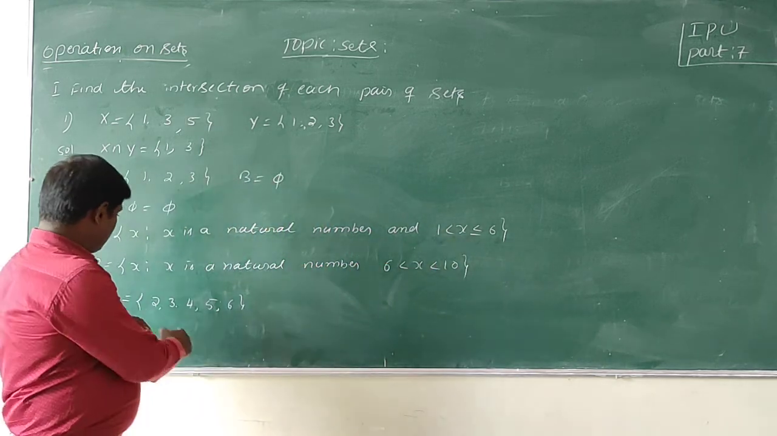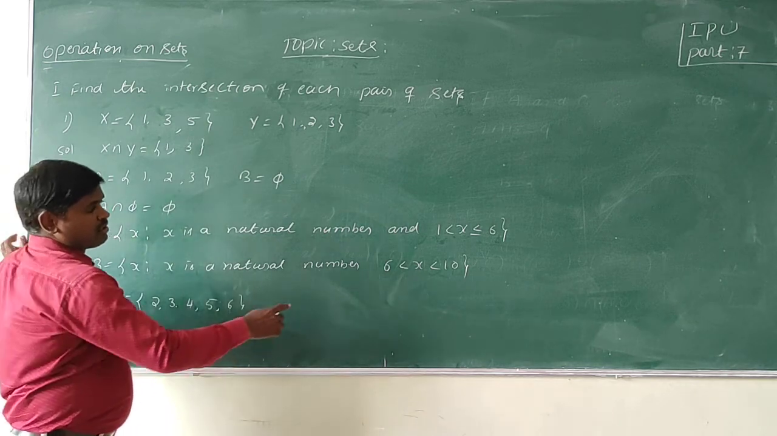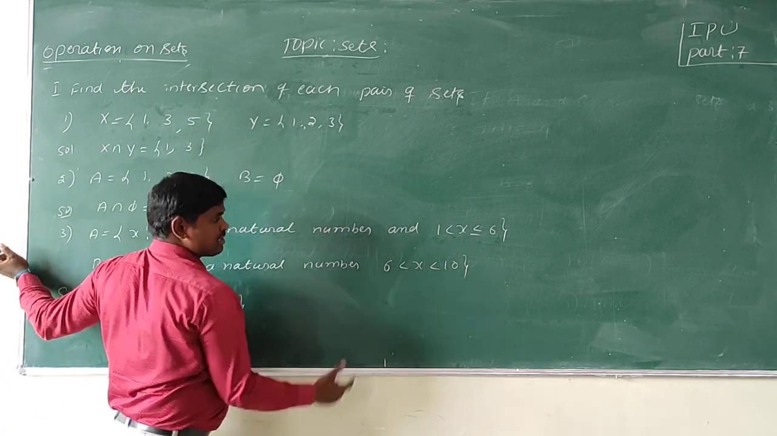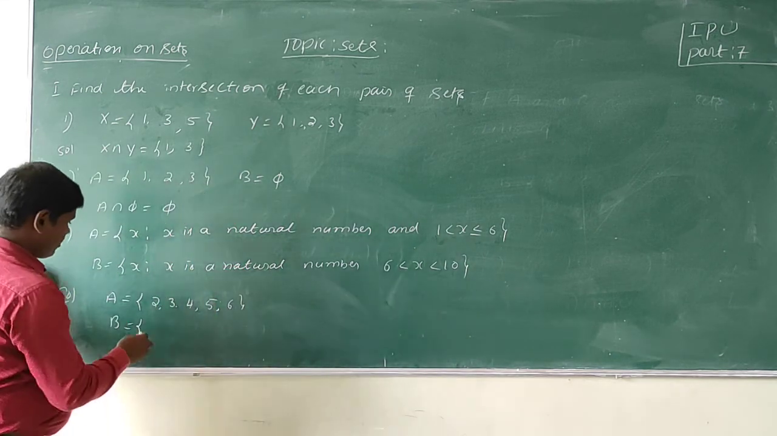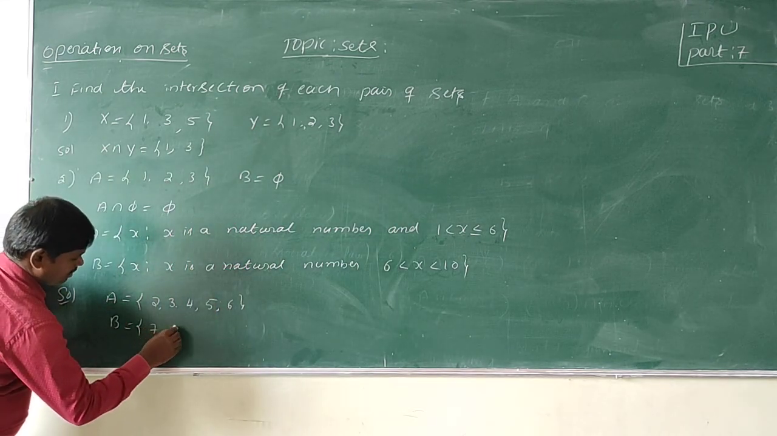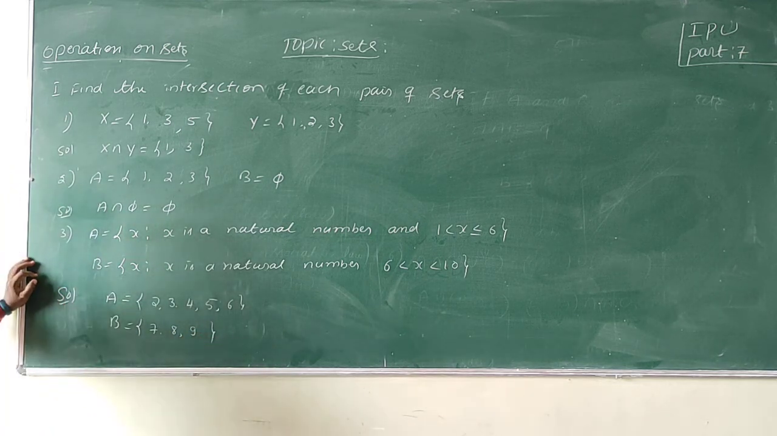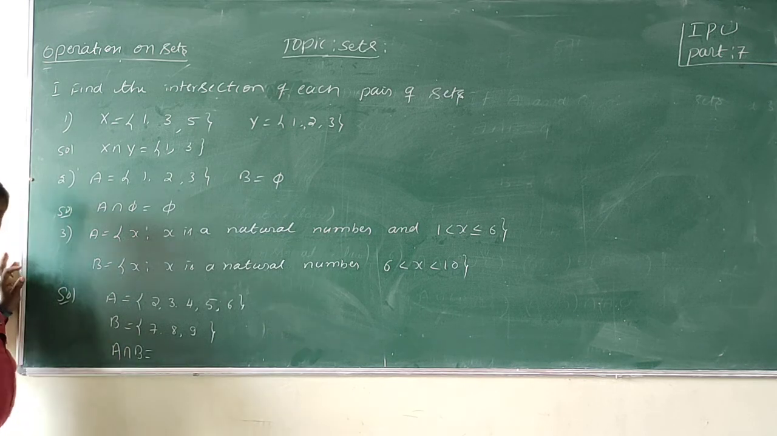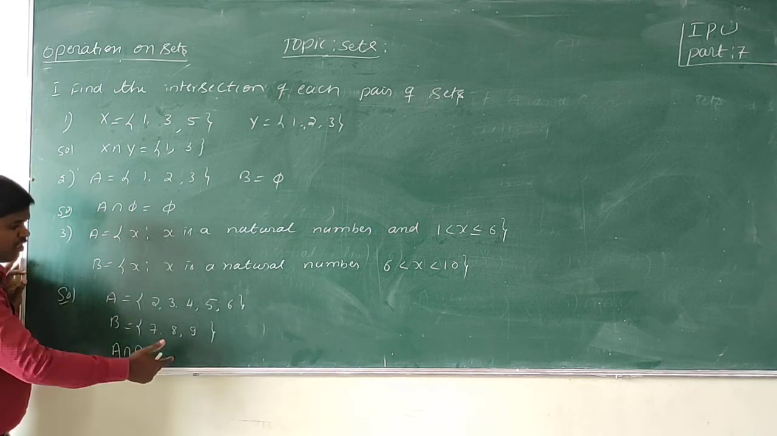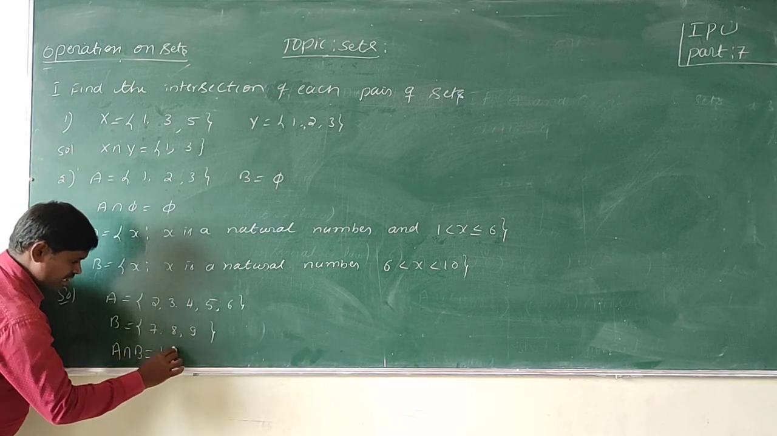Set B is the natural numbers between 6 and 10, excluding 6 and excluding 10. So that is 7, 8, 9. Therefore A intersection B: is there any common element in the sets? No. So this is the null set.